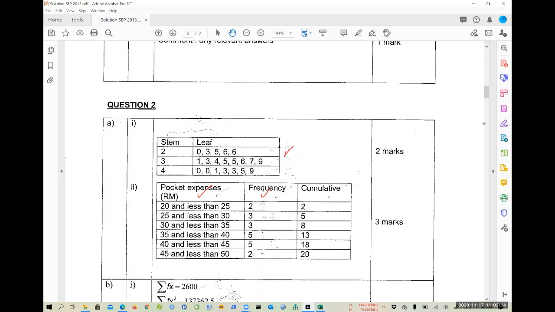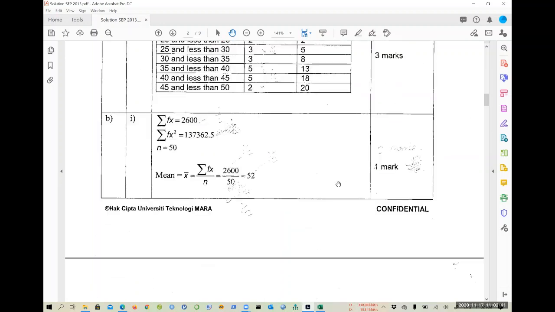Remember 20 and less than 25, that means 25 is not included, right? So that means you have to cut over here. So that's why you get 2, 3, 3, 5, 5, 2. And then the cumulative 2, 5, 8, 13, 18, 20. From this you can come up with your graph.